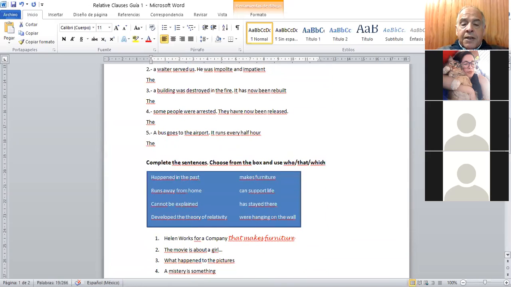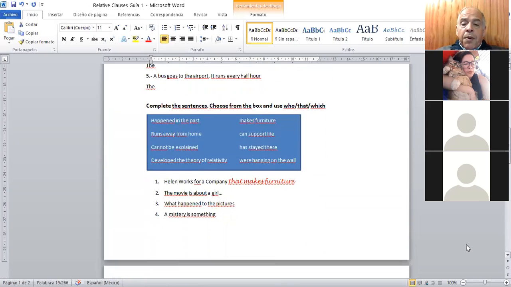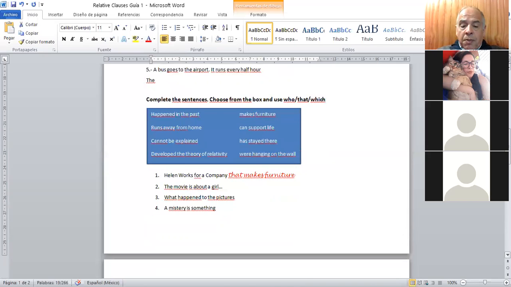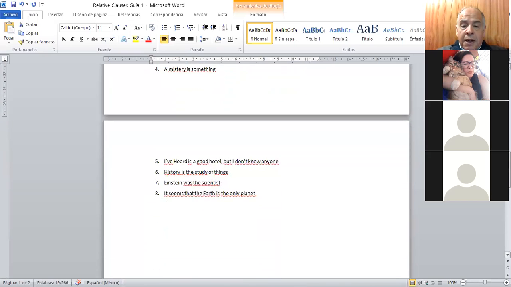And here you have another one. It says complete the sentences, choose from the box and use who, that, or which. Okay, so I'm going to upload this, and I have another one here. It's the same one. I'm going to upload it and you do it as homework. And also I'm going to upload other pages for you to read and start working with this. Okay? And that will be all for today.